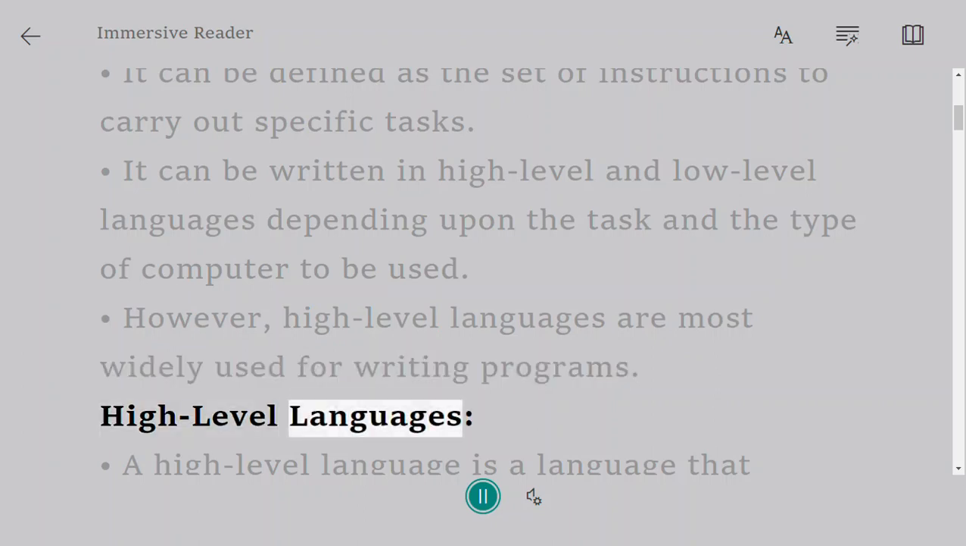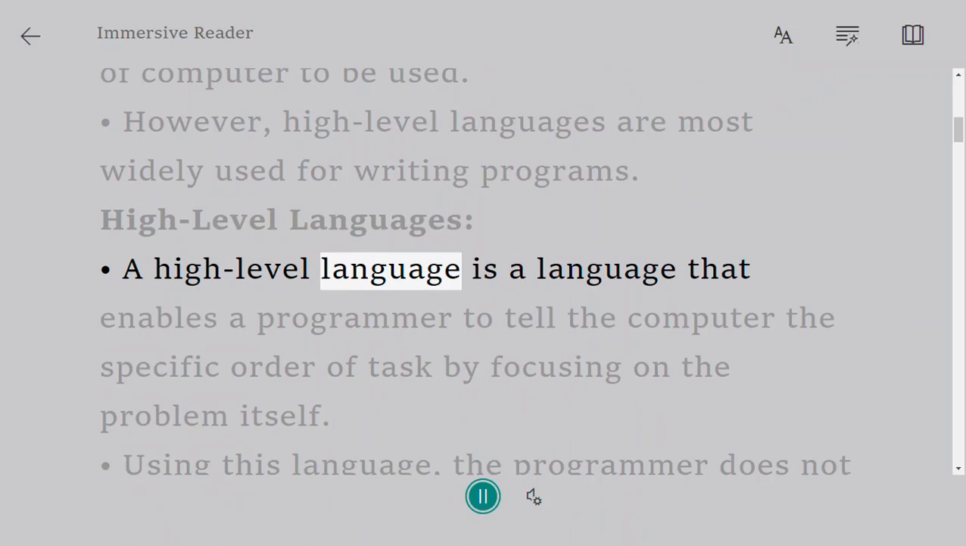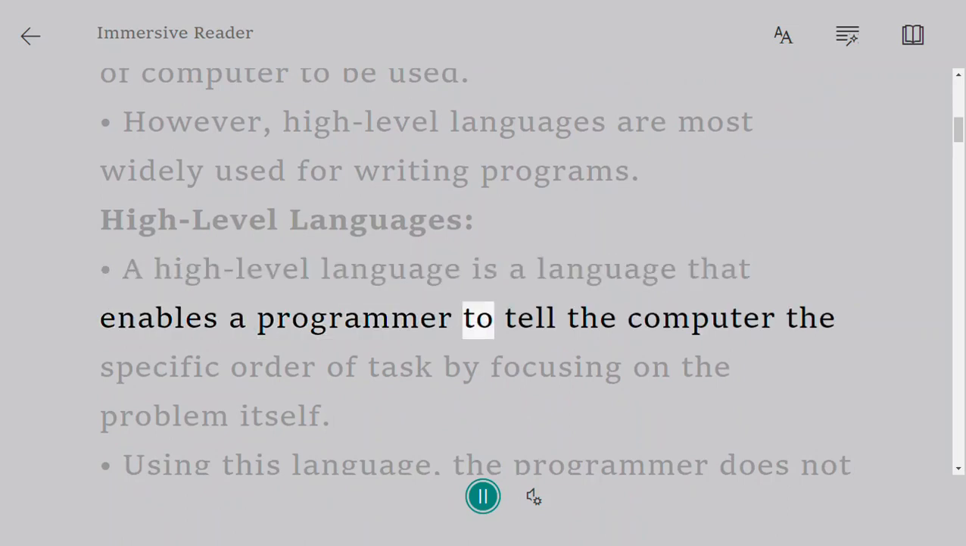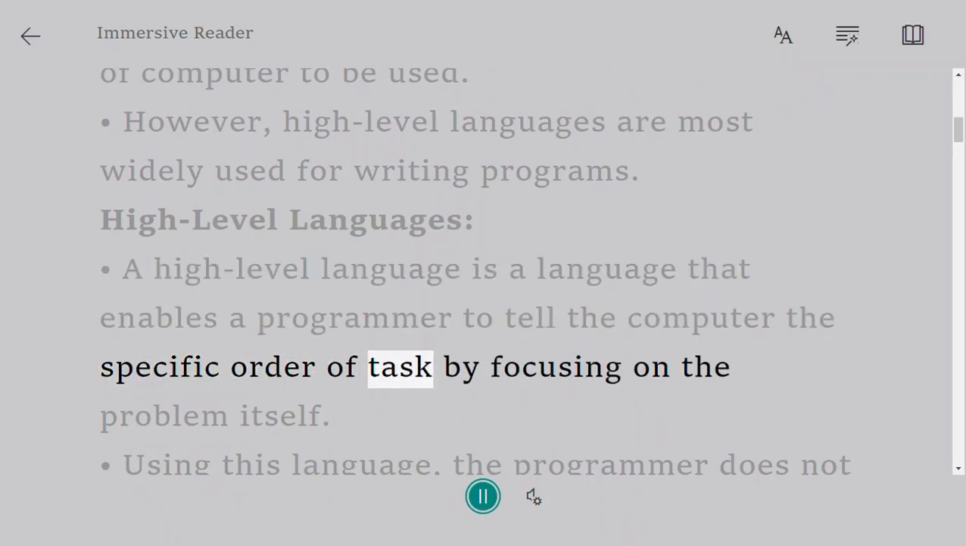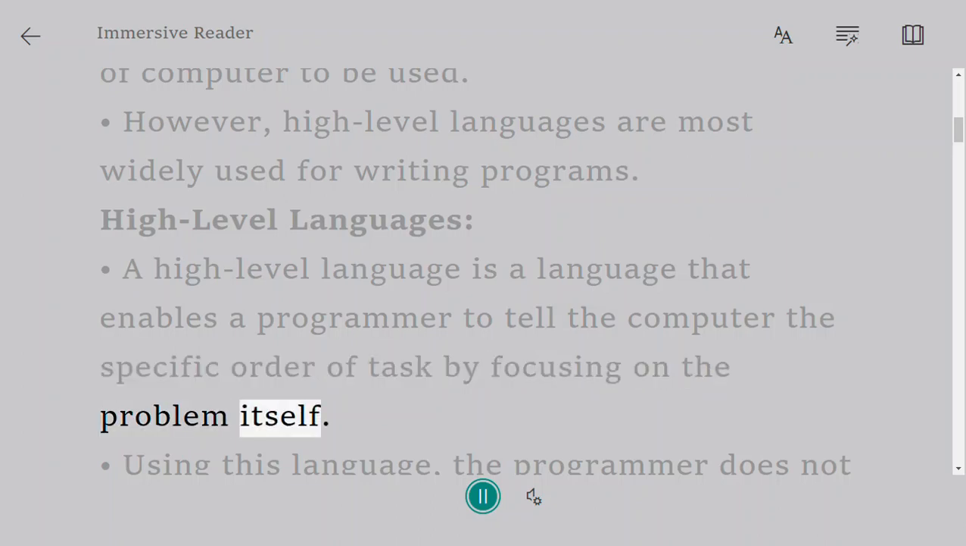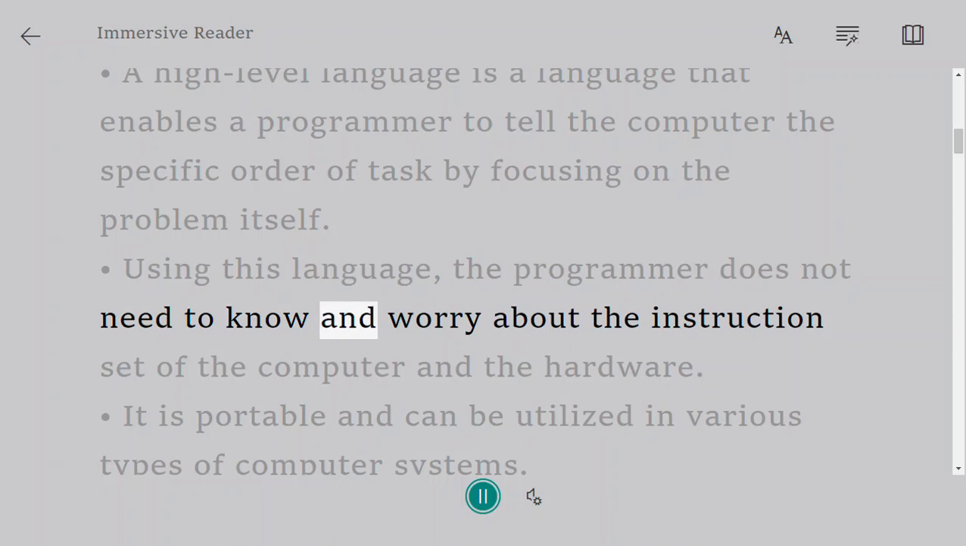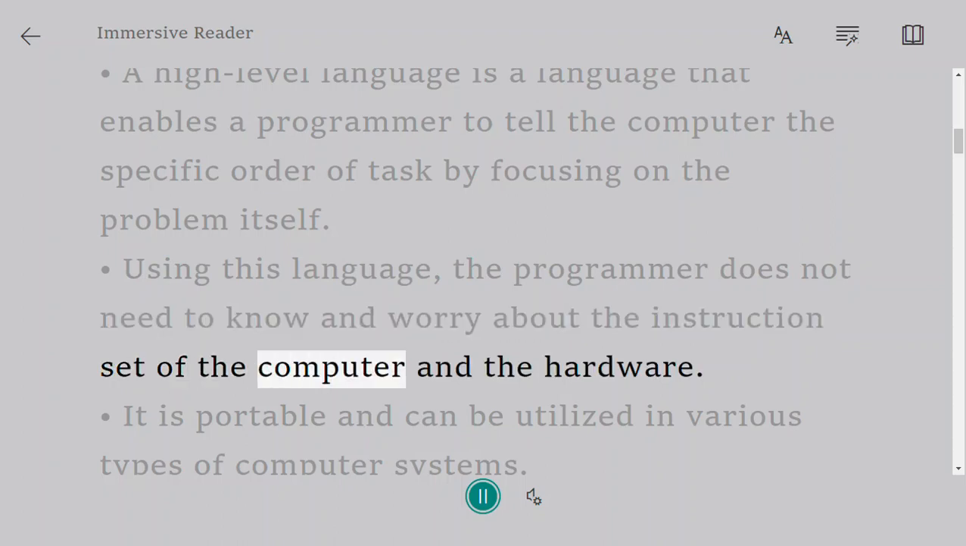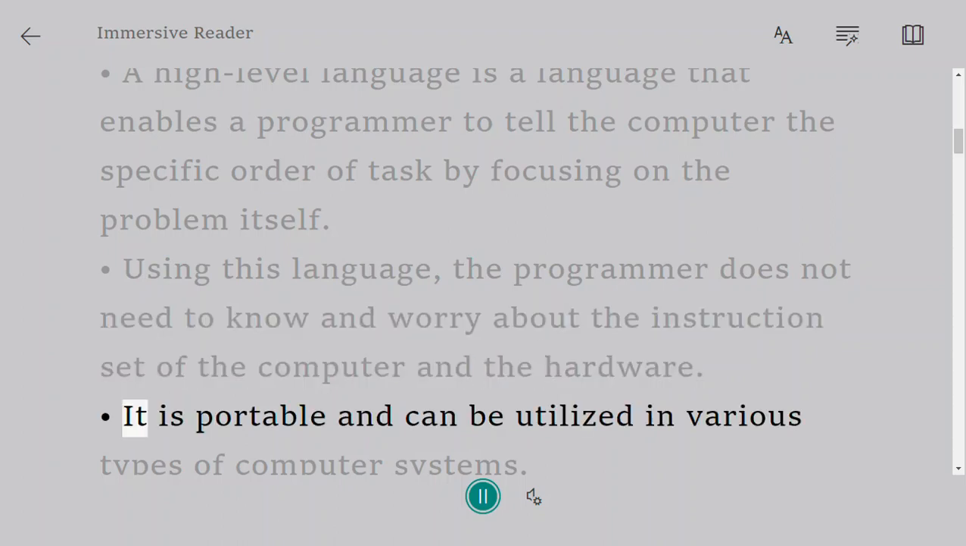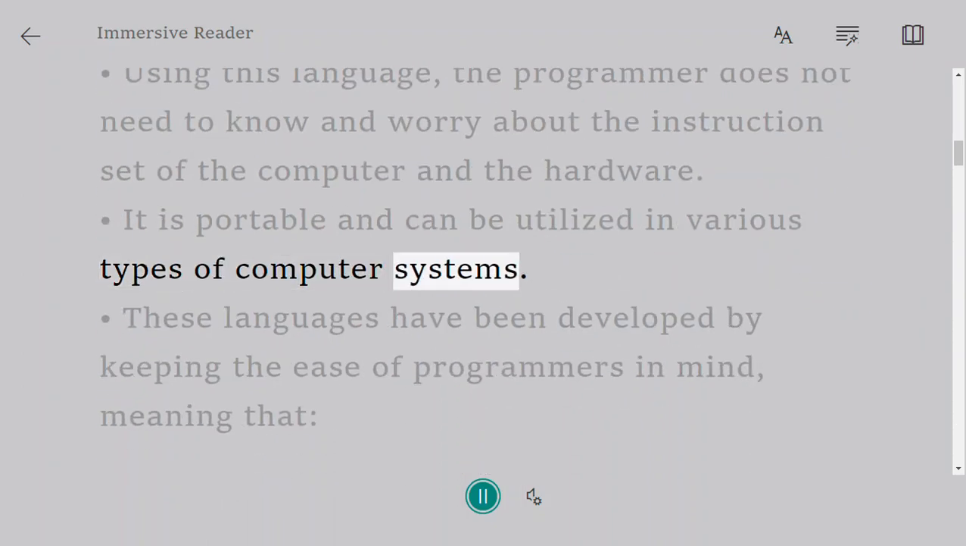High-level languages. A high-level language is a language that enables a programmer to tell the computer the specific order of task by focusing on the problem itself. Using this language, the programmer does not need to know and worry about the instruction set of the computer and the hardware. It is portable and can be utilized in various types of computer systems.